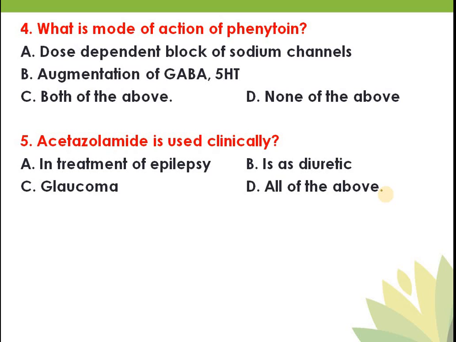Now it is also used in glaucoma. What happens in glaucoma? There is an increase in intraocular pressure due to increased intraocular fluid. Acetazolamide will inhibit carbonic anhydrase and will prevent the formation of intraocular fluid. Acetazolamide will reduce the formation of intraocular fluid, so that's why it is also used in glaucoma. Your fourth question is covered. So acetazolamide is used clinically in the treatment of epilepsy, as a diuretic, and in glaucoma, that is, all of the above. So four questions are covered in this.